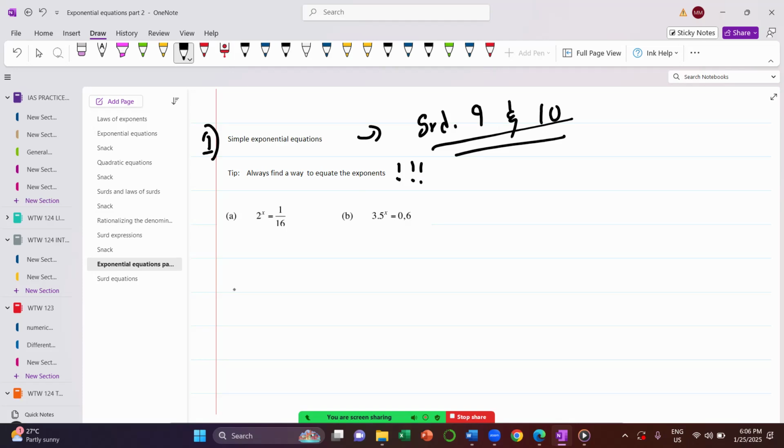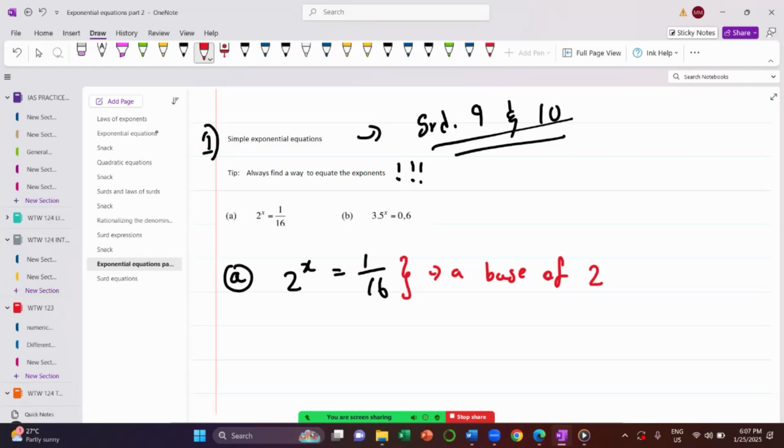So now let me just do example A. I have 2 to the exponent of x equal to 1 over 16, right? On the left-hand side, I have a base of 2 which is attached to the unknown because the x is the exponent. So I must find a way to make whatever is on the right a base of 2. So I must turn this 1 over 16 to a base of 2. I know that 16 is just 2 to the exponent of how much? 4, right?